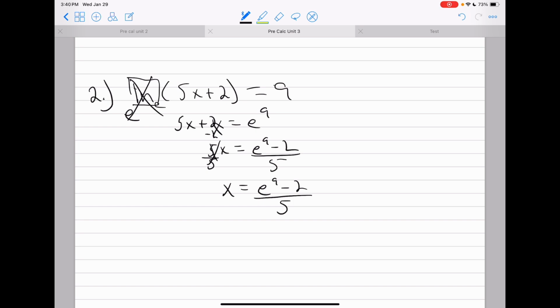And the calculator told me that's about 8,103.08. And I'm going to take that minus 2. And that is about 8,101.08. And I'm going to take that and divide it by 5. And that is x equals 1,620.216, okay? So that is what we did following the steps.